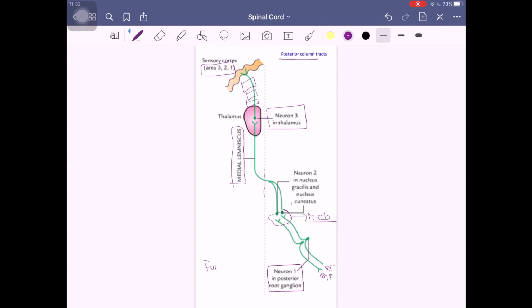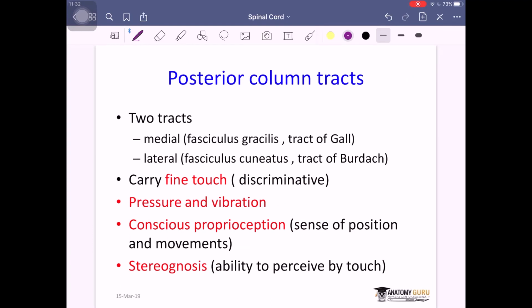It is all the same. We just have to know what function and what fibers it carries, number one; at what point it crosses, number two; and where it becomes a medial lemniscus. These are the details we have to know. Now these are the posterior column tracts. There are two tracts. The medial tract is called the fasciculus gracilis, also called the tract of Goll. The lateral tract is called the fasciculus cuneatus, also called the tract of Burdach.